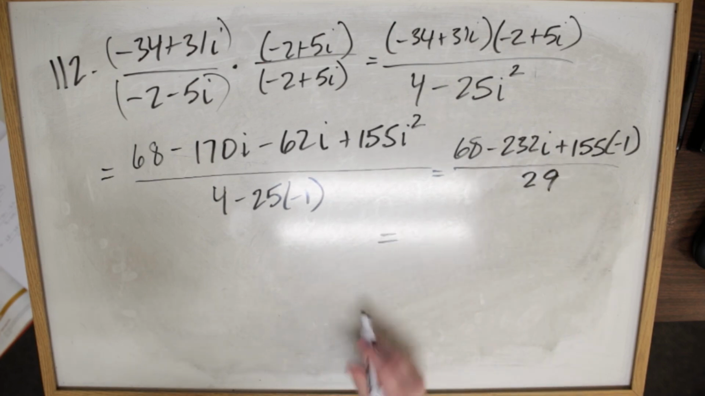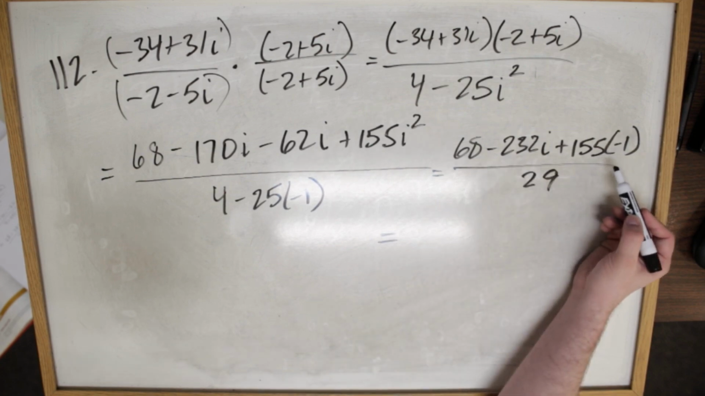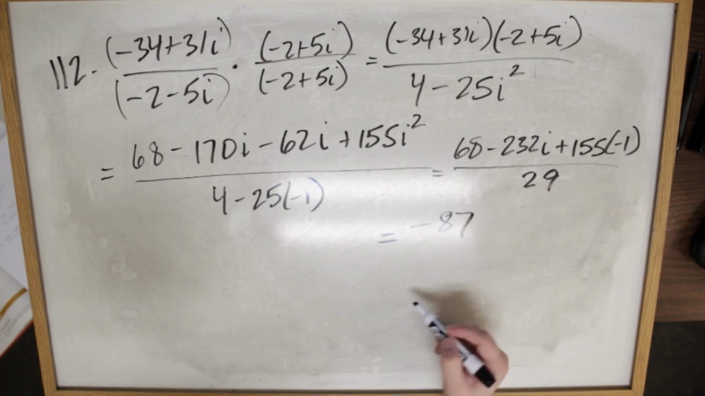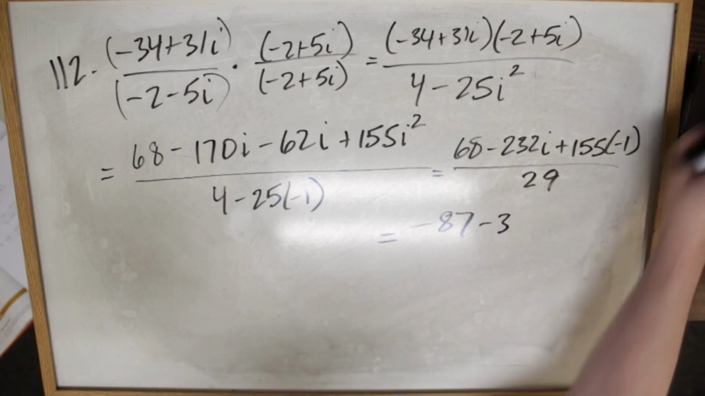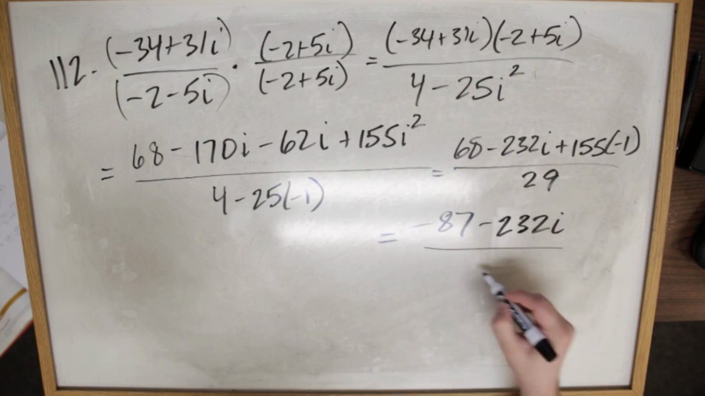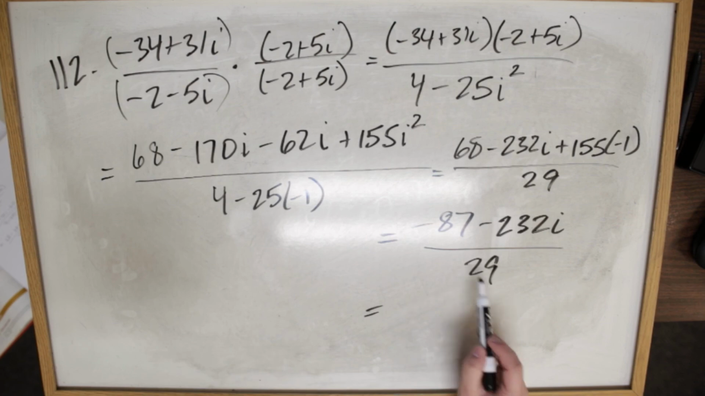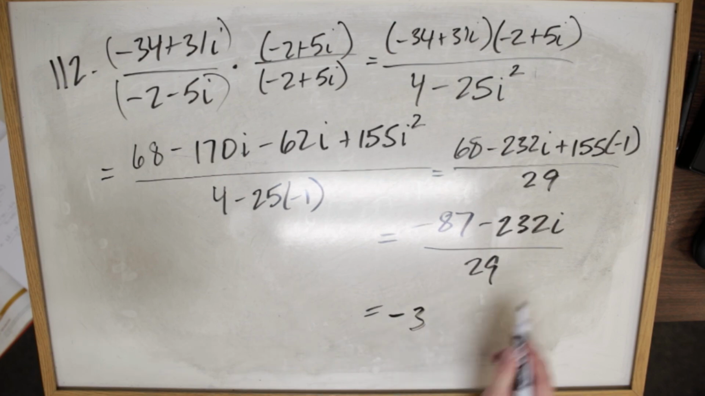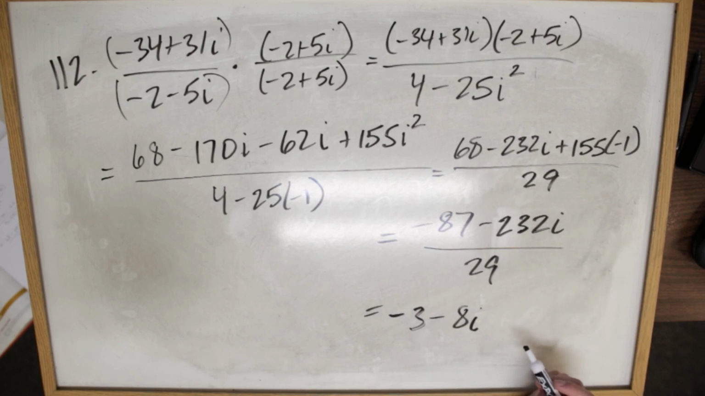Okay, getting there. 68 minus 155 is minus 87. Okay, minus 232 times i all over 29. And surprisingly, 29 goes into both of these simultaneously. So this is going to be a minus 3. 232 divided by 29 is going to be a minus 8, and we have an i left over. Okay? So that is question 112.